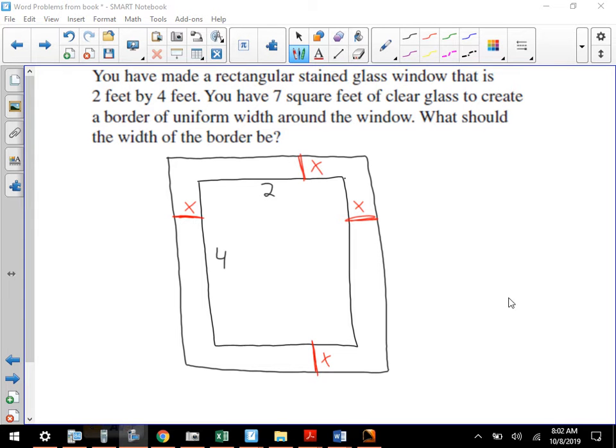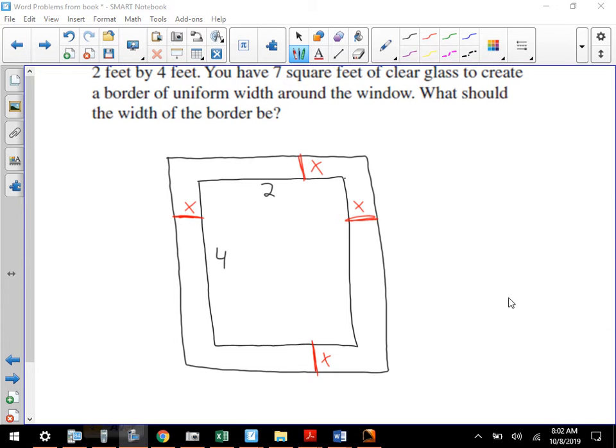What are your outer new dimensions? What's your new outer overall dimension? What's that way? Two plus 2x. You were on the right track there. It's 2 plus 2x going that way. What is it going this way? 4 plus 2x.